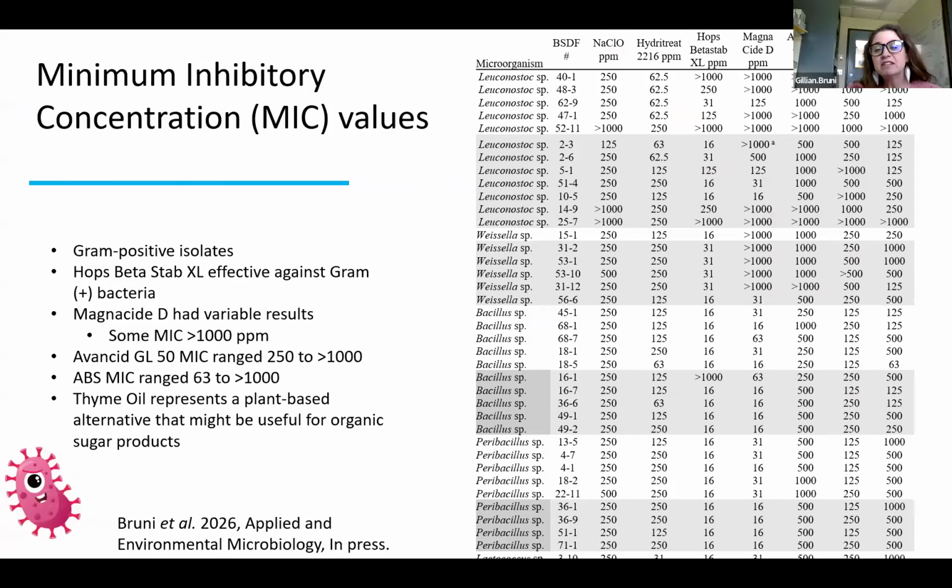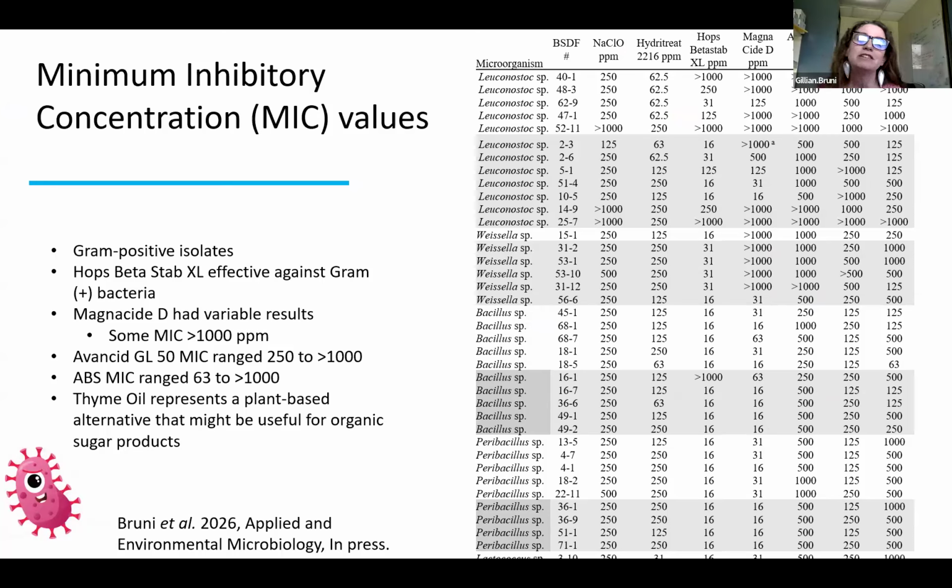Here's an example of some of the data that's been generated from the susceptibility assays where we determine minimum inhibitory concentration values, meaning the lowest concentration required of a particular antimicrobial agent to stop microbial growth in our growth assay. So here's just an example of some of the isolates that we've tested, and the resulting MIC values for each of these antimicrobial agents. Parts per million, or ppm, is what the industry uses.